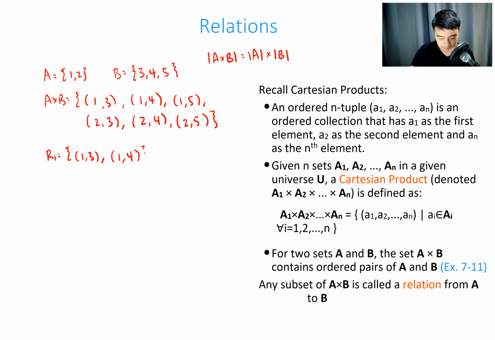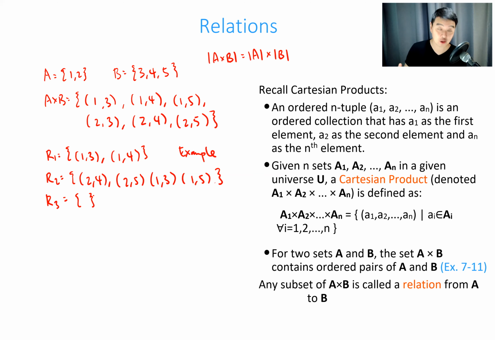As the definition suggests, any subset of A cross B is called a relation. So we can call any subset of A cross B an example of a relation. Even if we had a relation that is empty, this is still a subset of A cross B. And in this case, what we're saying is that there's no relationship between set A and set B, right? So the elements in A have no relationship to the elements in B.